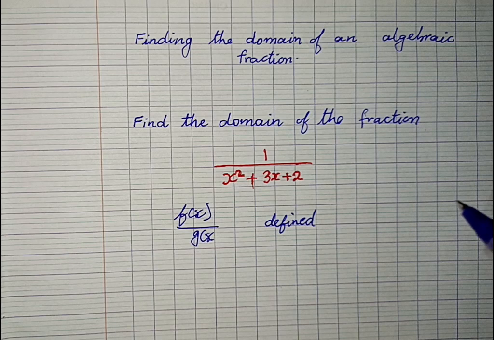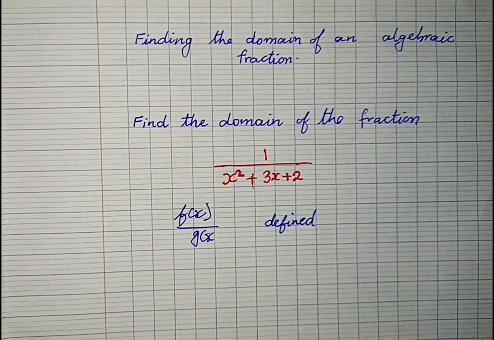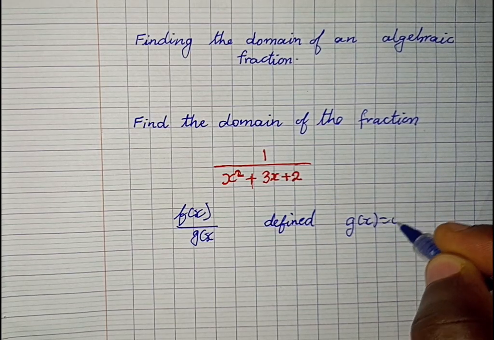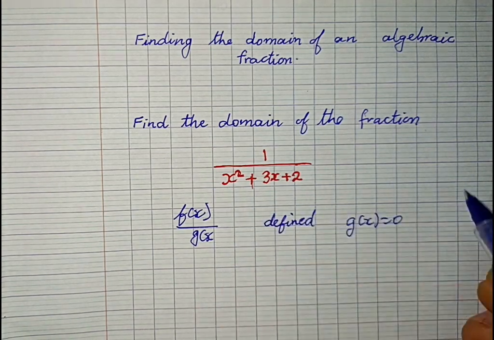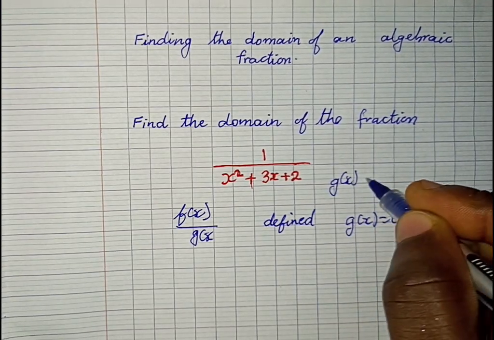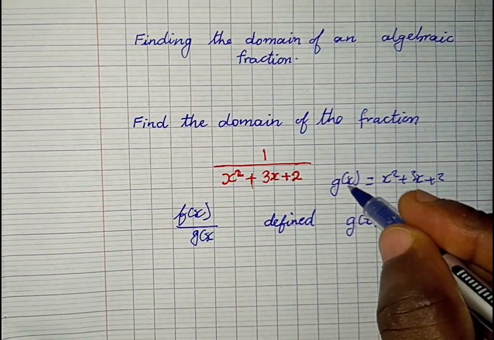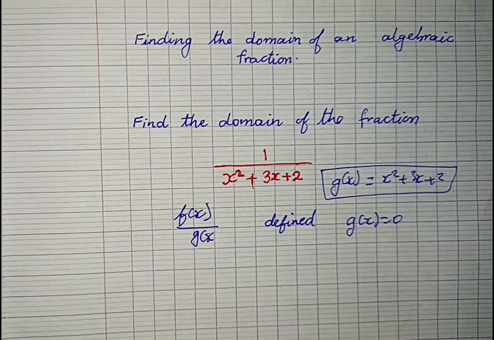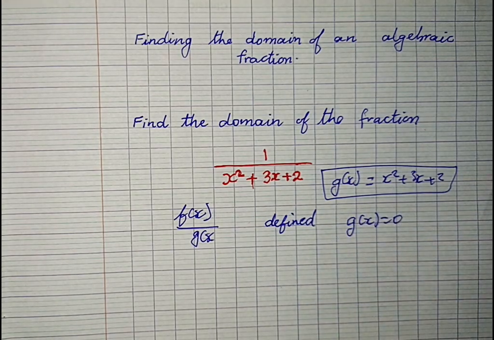That is to say that the domain of an algebraic fraction is the set of real numbers of x except g of x equals 0. So this g of x, here our g of x equals x squared plus 3x plus 2. So if this g of x equals 0, our fraction will not be defined. So we can take any value of x except g of x.